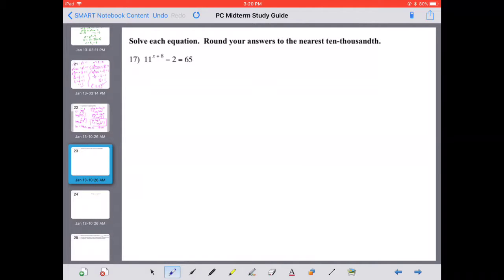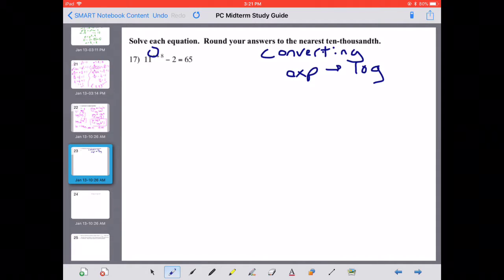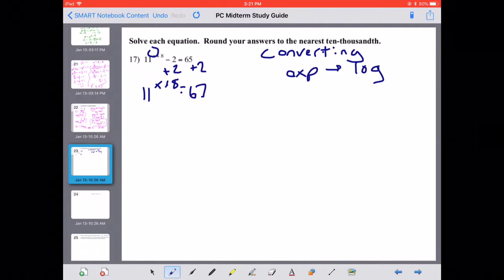So here we want to solve this equation. Always when we're solving equations like this, we will end up converting to the other form. Here we start with exponential, so we're going to end up converting to log so we can plug it into our calculator. So here we want to start getting our variable by itself, which is all the way tucked away up here. So let's deal with this minus 2 first. We can add 2 on both sides. So we get 11^(x+8) equals 67.